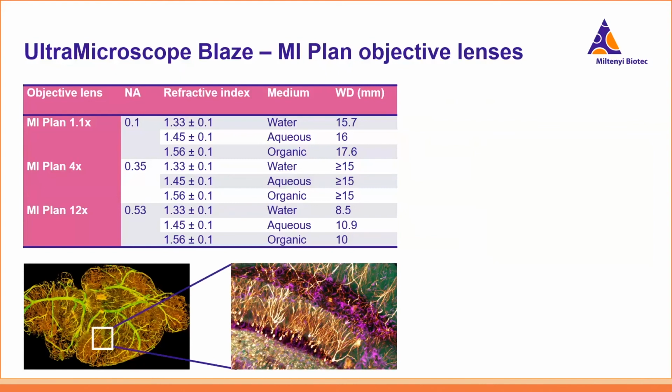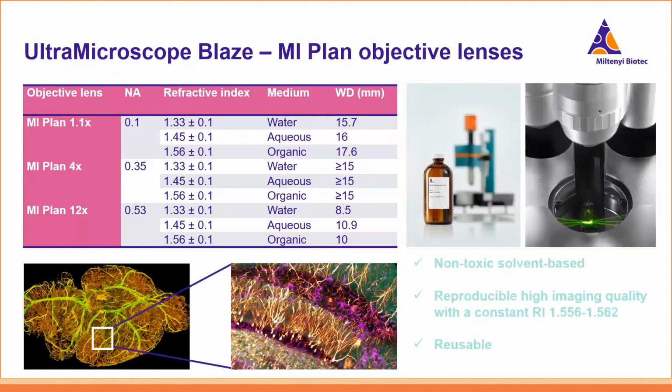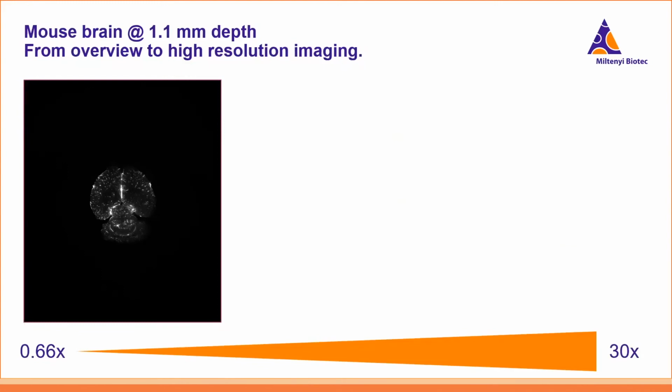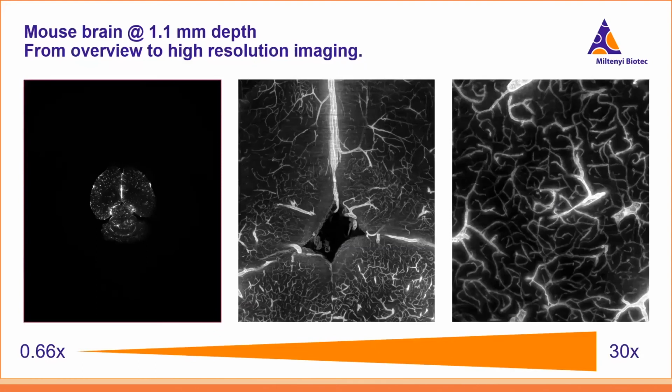Following the workflow that was introduced by Marcus, the next step requires refractive index matching for 3D imaging. The imaging solution that comes with the clearing kit is non-toxic and provides a reproducible and accurate refractive index matching that is optimized to provide a high image quality with our objective lenses. The workflow presented here enables imaging across scales, and to demonstrate, here we have a whole mouse brain that was imaged from macro at 0.6x all the way to 30x, where we reveal the small vasculatures deep within the brain at a high lateral resolution of about 500 nanometer.